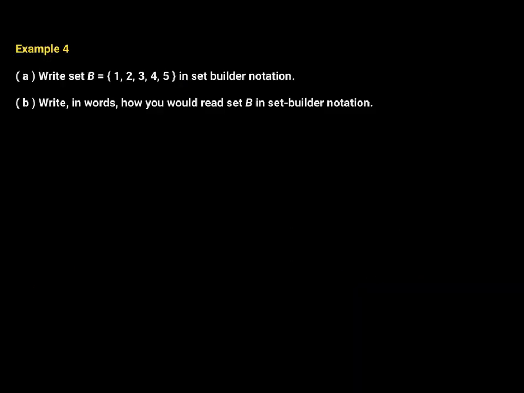Okay, next example. Write set B, which is equal to the set 1, 2, 3, 4, 5, in set builder notation. Okay, so they gave you this set called B in roster form, so they want it in set builder notation. All right, so then it will be like this. B is equal to the set of all elements X. I don't have to use X. I could say all elements Y, all elements Z, or whatever, right?